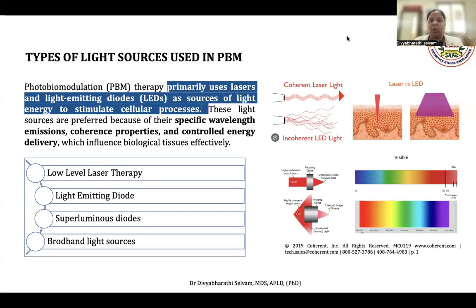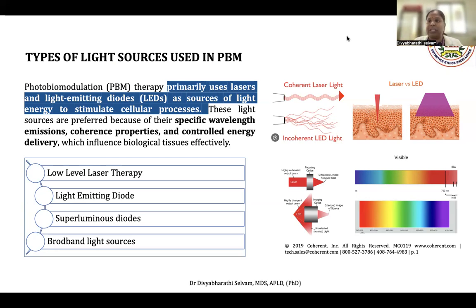There are previous studies suggesting that after crossing beyond a certain number of millimeters of tissue, the light source doesn't make any difference in its interaction. So it is primarily played out by the wavelength rather than the type of light source. These light sources are preferred because of their specific wavelength, coherence property, and controlled energy delivery.